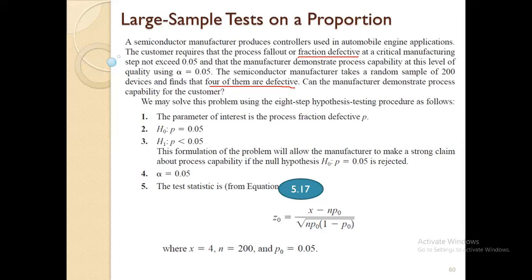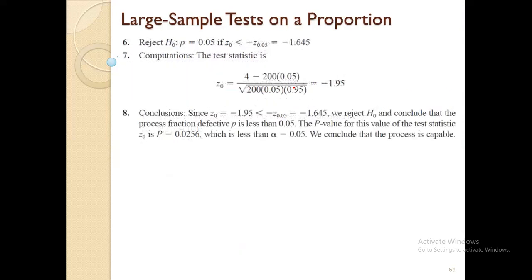For this case, we use alpha 0.05 and the Z test, x minus n p0. Here x equals 4, the number of defects, and the total number is 200. The hypothesis is P equals 0.05, so P0 is 0.05. The critical region is minus 1.645, the lower bound.